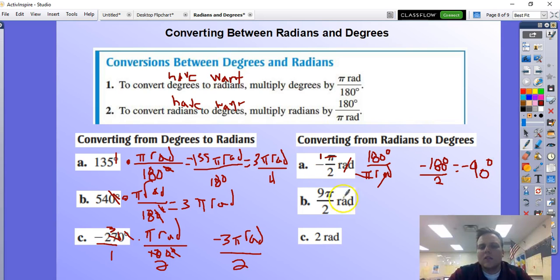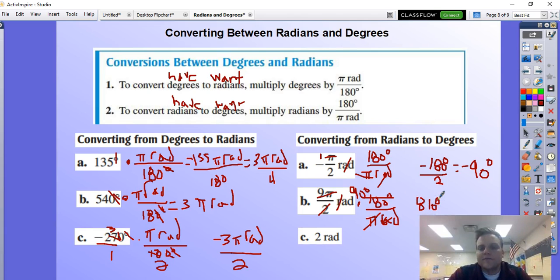There I go. Alright, let's try this next one. 9 pi over 2 radians. To get to degrees, I multiply the radians by 180 degrees divided by pi radians. Okay, so the pi's cancel, the radians cancel. 2 and 180 cancel, and 180 just becomes 90. So now I just get 9 times 90 degrees, which is 810 degrees.